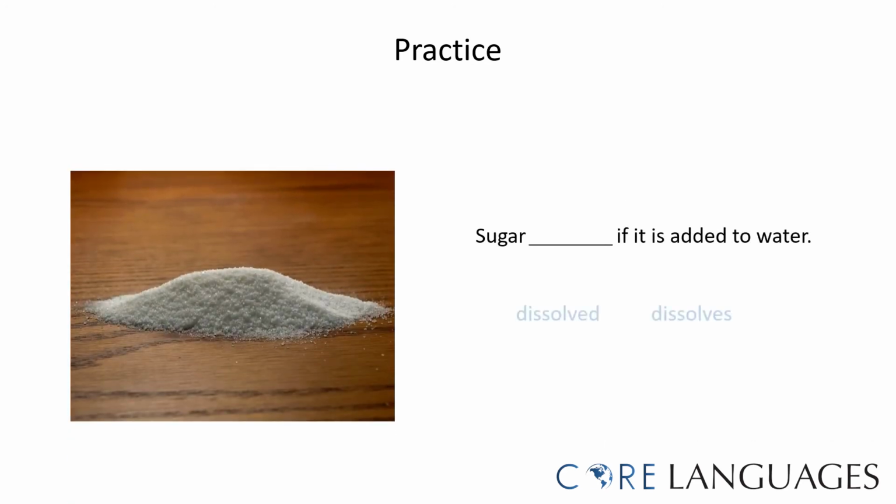Let's look at the following two pictures and sentences and try to choose the correctly conjugated verb to complete a zero conditional sentence. Sugar dissolved if it is added to water, or sugar dissolves if it is added to water. The correct verb is dissolves. We need the verb to be in the simple present. Sugar dissolves if it is added to water.